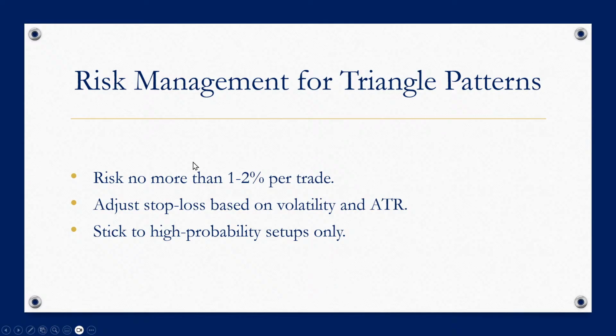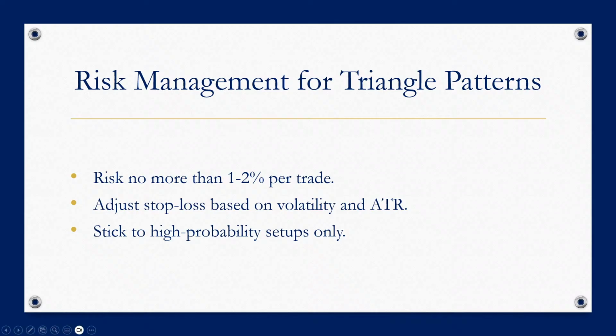Risk management is key. Never risk more than 1 to 2% of your account on any one trade. Adjust your stop loss based on ATR. So if ATR, average true range, a volatility indicator, okay, if the average true range is 3 times price, then you want to reduce the size of your position. So prioritize quality setups over frequent trades.